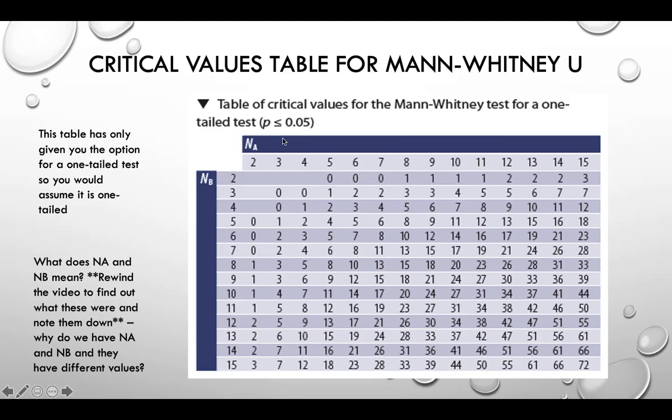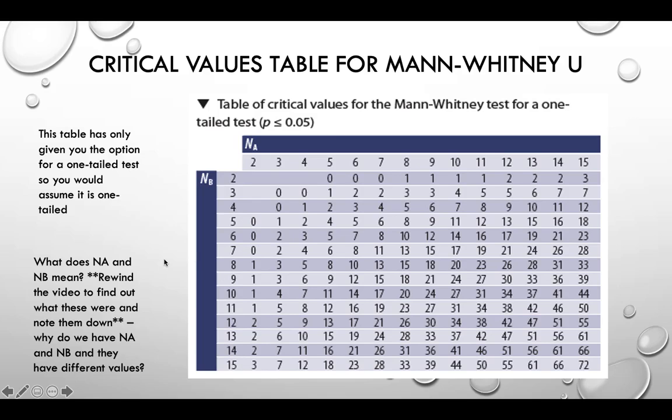Okay, so NA is number of participants in group A. That's why I got you to write down the number of participants for each group. NB is number of participants in group B. So in group A, I think there were 10 participants. So that's 10 in group A. And in group B, I think there were 14.